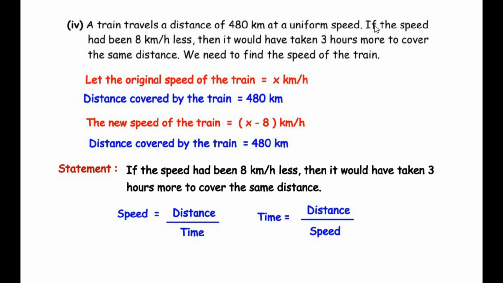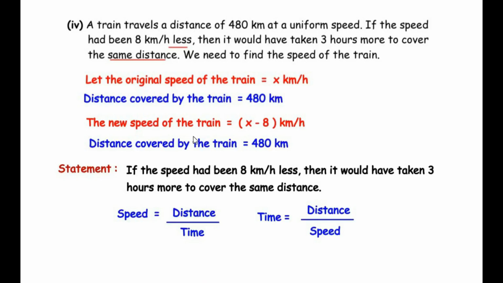Now it is given that if the speed had been 8 kilometers per hour less. So less is a keyword which says that you have to subtract the number from the given speed. So here we have written the new speed of the train, that is when it started to move slowly, the speed becomes x minus 8 kilometers per hour. But the distance covered by the train is going to be the same. So here we have written distance covered by the train is still going to be 480 kilometers.